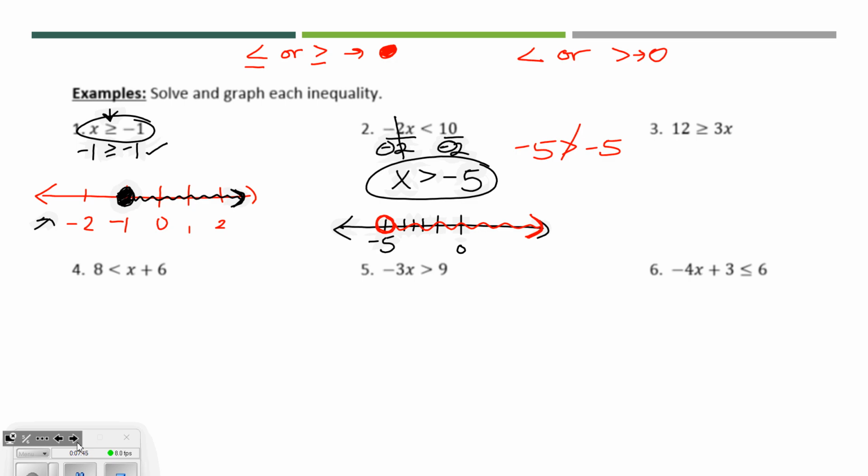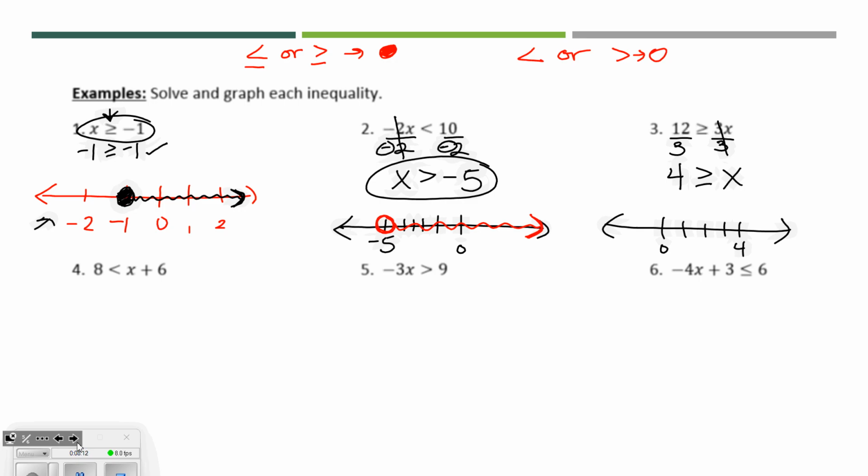All right, number 3. Let's solve and graph. So number 3, to solve for x, I would divide both sides by 3, right? And 12 divided by 3 is 4 is greater than or equal to x. Well, now, I'm going to draw my number line. Here's a 0. Now I need 1, 2, 3, +4. And now think about this.